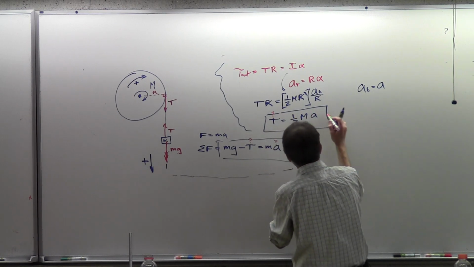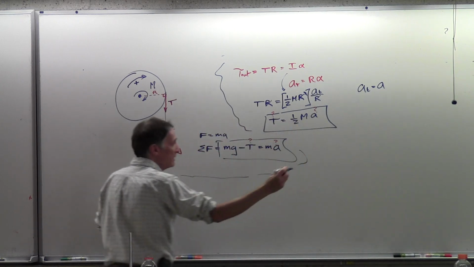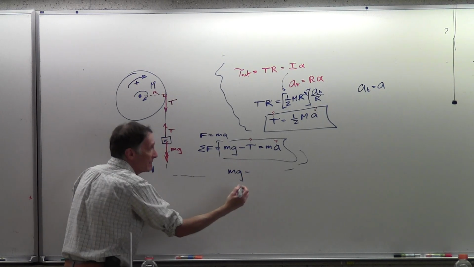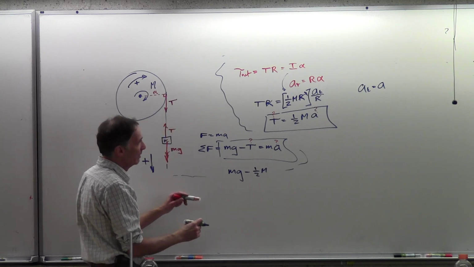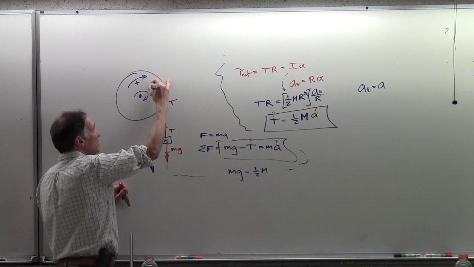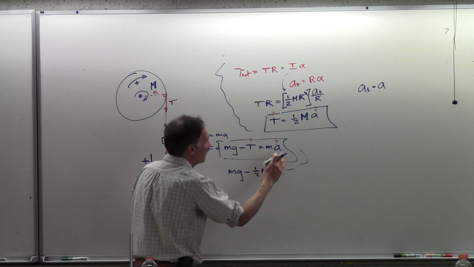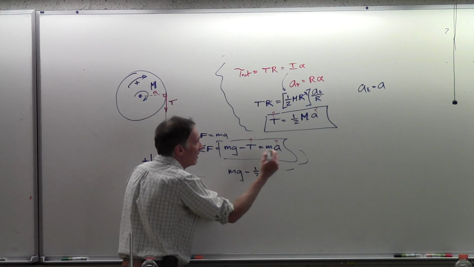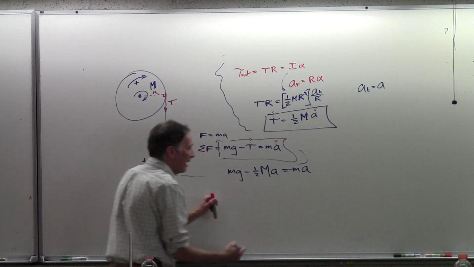I don't know the tension. I don't know A. But I could go ahead and solve. Why don't I take this one for tension and solve in here? So I'm going to have mg minus the tension, which is 1/2 m. Oh, be careful with my m's here. This is a big M, the mass of this big disk, and this is small m, the little hanging mass there, so I better be careful. So I'm putting big M in here, times A is equal to small m times A.